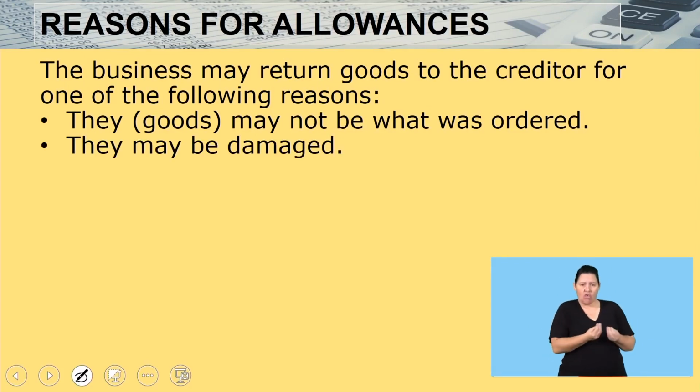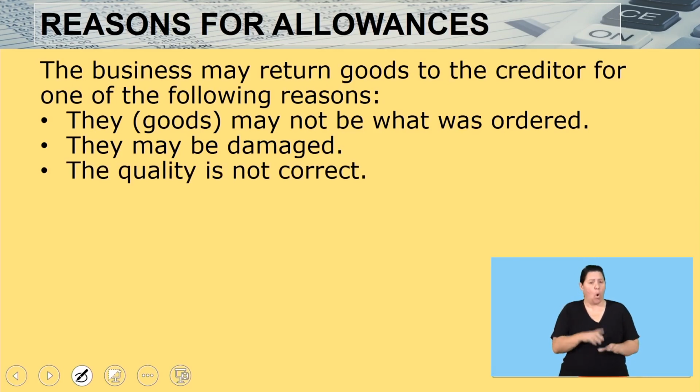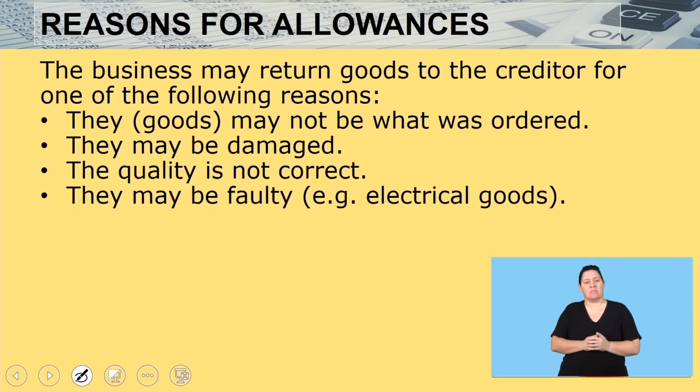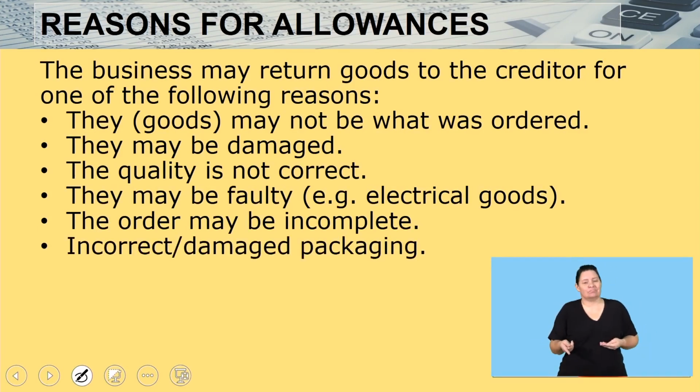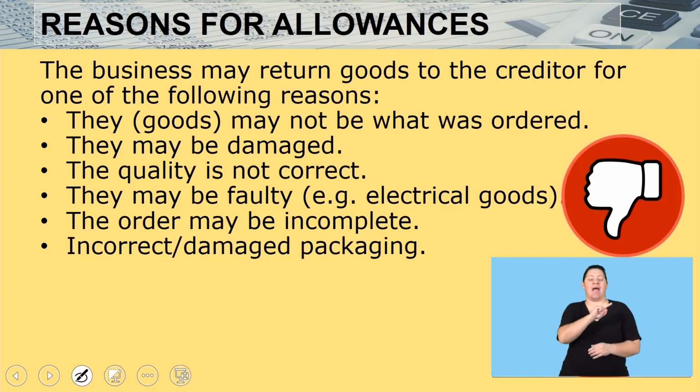When the goods are damaged, or when the quality is incorrect, that is, you received the wrong quality of goods. And then when the goods are faulty, especially electrical goods, and when the order is incomplete, that is, you received only part of the goods, or when there is incorrect or damaged packaging. Now, these are some of the reasons why you may return the goods.